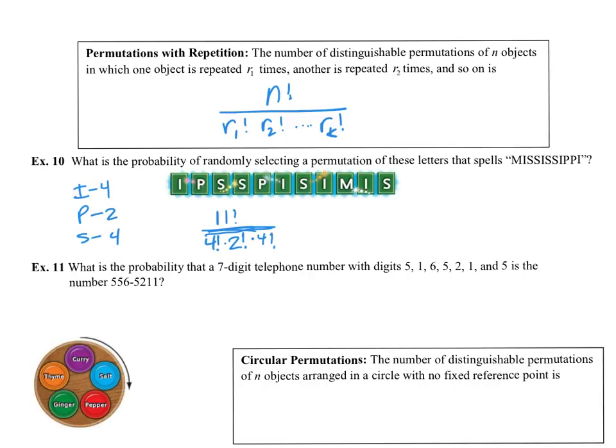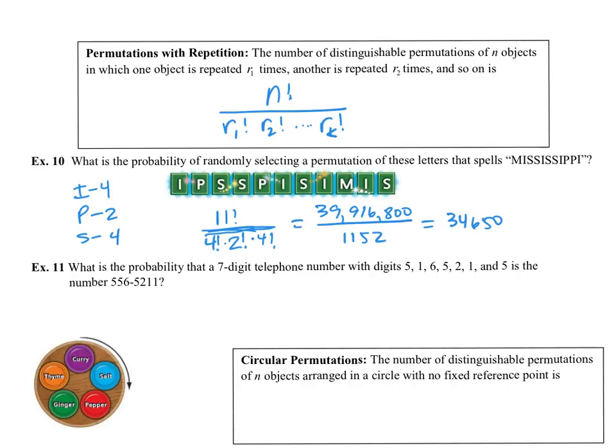So this might be a good time to use a calculator. There is a factorial button on the calculator, and when we do that, we get that 11 factorial is equal to 39,916,800, out of 4 factorial times 2 factorial times 4 factorial, which turns out to be 1,152. If we do that division, we get 34,650 ways that we can choose these letters.